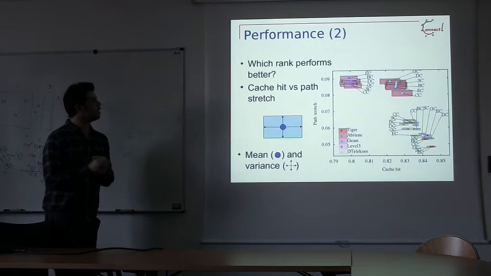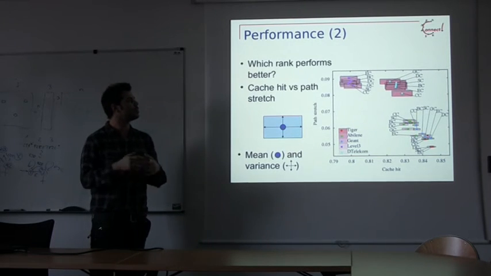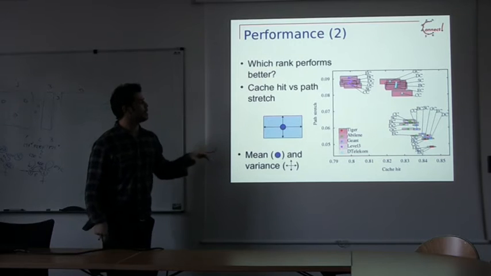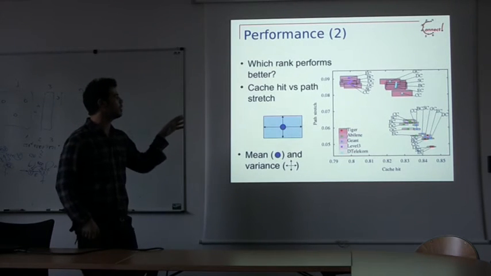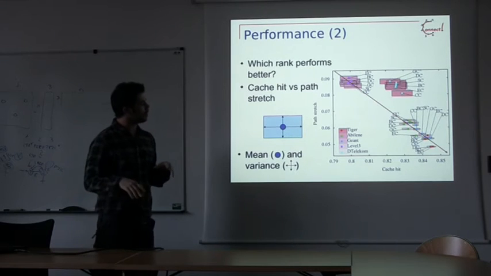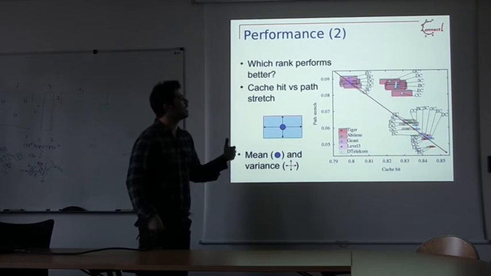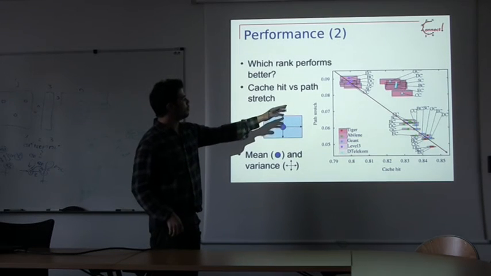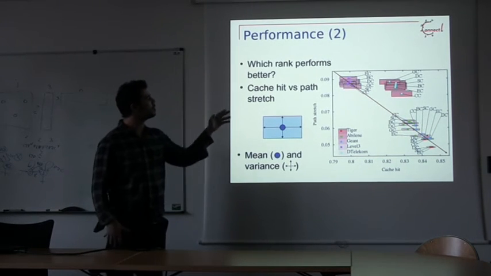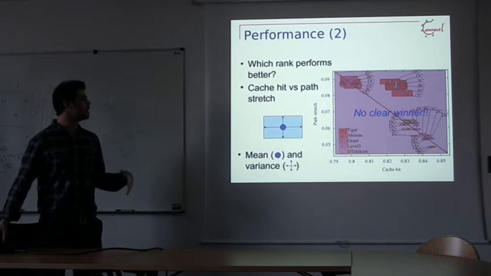So here is the last slide, the one that would answer our initial question: which rank performs better. We see here a scatter plot of the cache hit versus the path stretch metric, and we can say that going toward the bottom right corner, the metric and network perform better. But anyway, this is a very messy graph, because it's very difficult to understand which metric wins this competition. So there is not a clear winner, and maybe it's better to consider just one single metric.